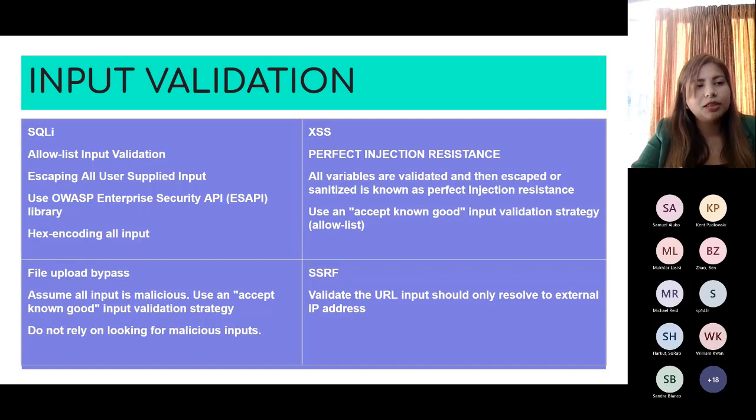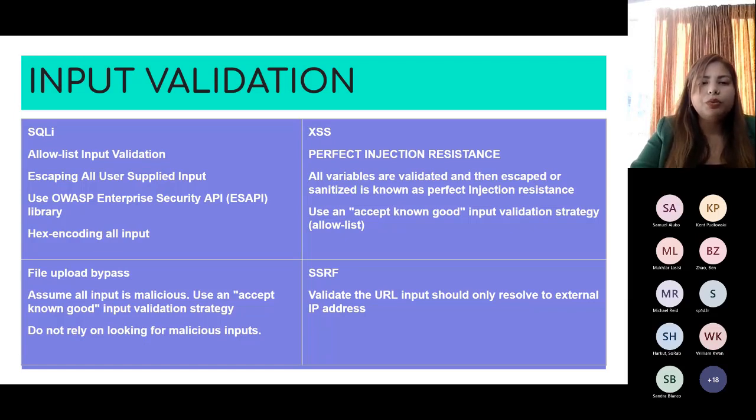Therefore, having a defense strategy which has depth, having resistance for XSS in the application as well as in the firewall, are both important. So accept known good in input validation strategy, which is called allow list, is also important for XSS.